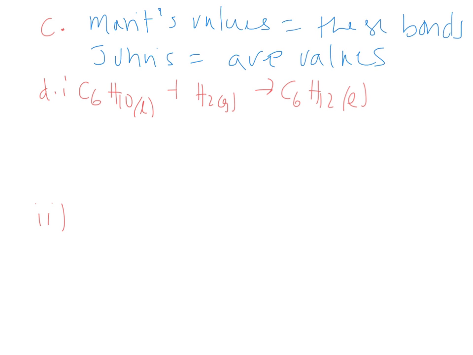So his is going to be the less accurate. So then in part D, D1, use the average bond enthalpies to deduce a value for the enthalpy of hydrogenation of this time something called cyclohexene becoming cyclohexane. And cyclo is just what it sounds like. It's a circle. So I've got carbon to carbon to carbon to carbon to carbon to carbon.